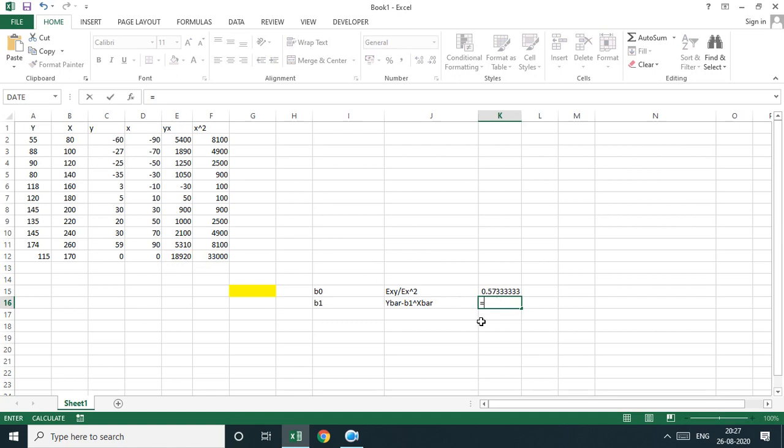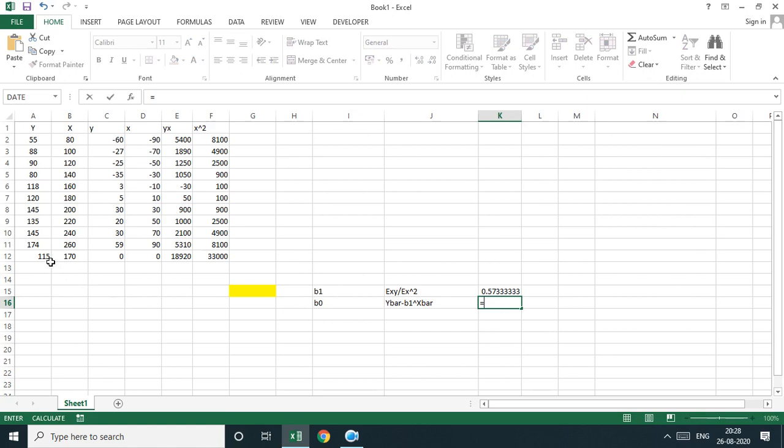Then next we can find out beta 1. Sorry, this is beta 1 and this is beta 0. So this is 0.573, and you have to remember that first we will get the slope parameter. If you get the slope parameter, then only you will get the intercept parameter.